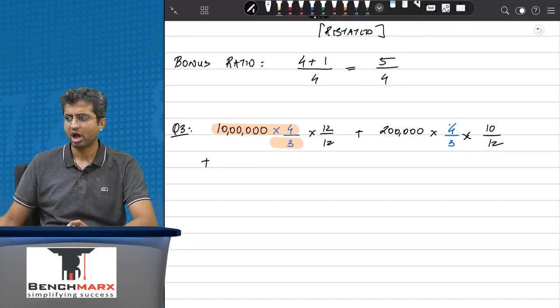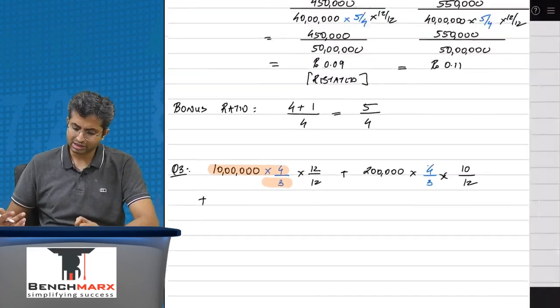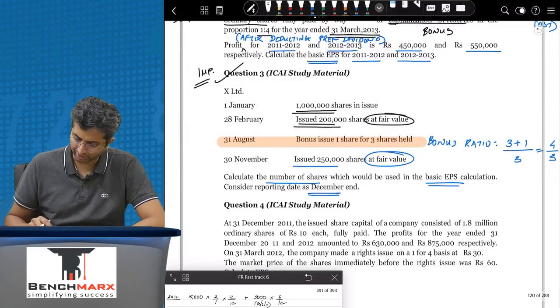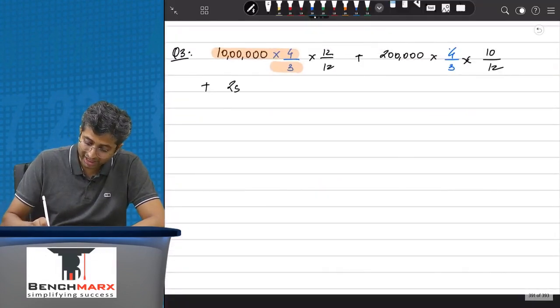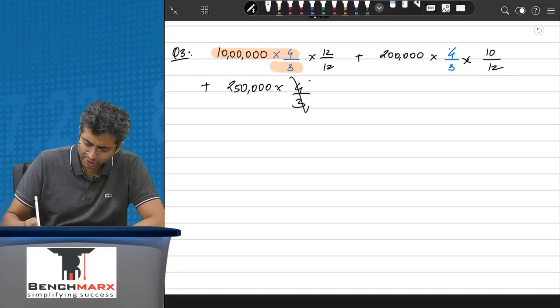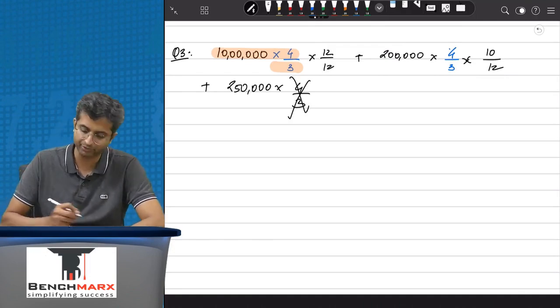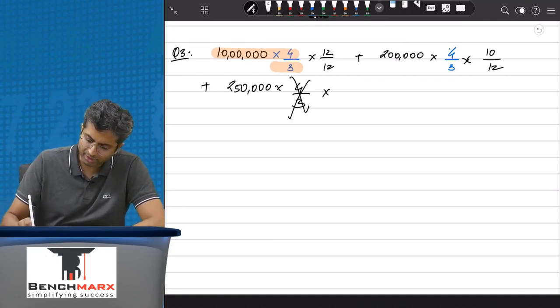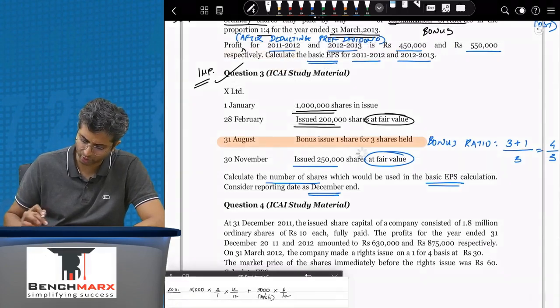Acha. However, when we look at, let us say, the last installment of 30th November, you issued another 2,50,000 shares. Are these shares going to be eligible for bonus? No, and hence the 4 by 3 adjustment will not be done over here. It will be done only for those shares which are eligible for bonus. And these shares will be outstanding. Let us say these are issued on 30th of November, so they will be outstanding for 1 month.